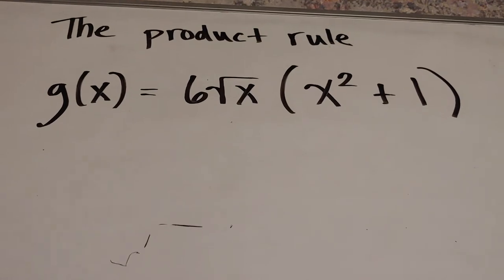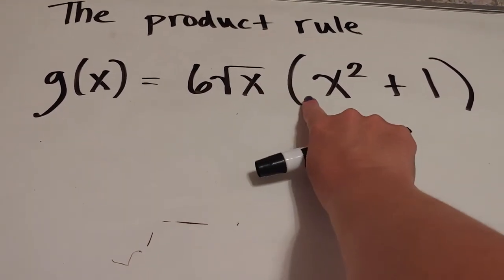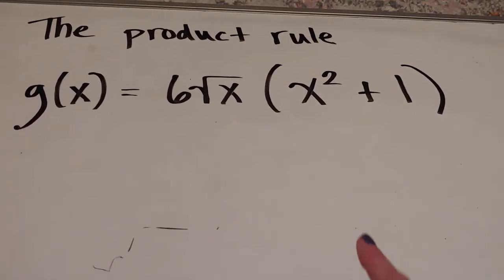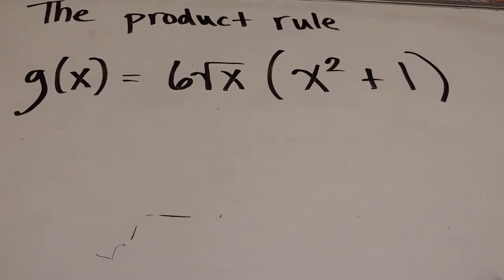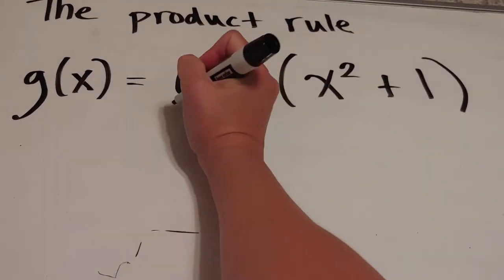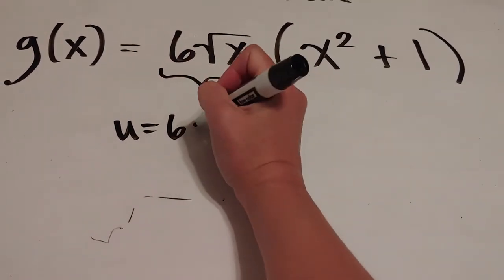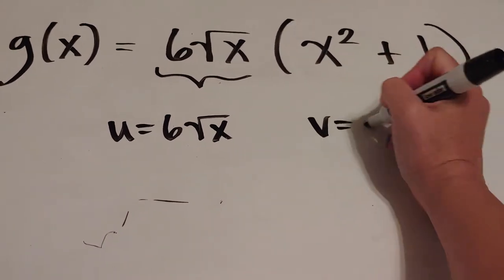In this second example, we're going to do g of x equals 6 square root of x times parentheses x squared plus 1. Now, it turns out that you could avoid the product rule by just FOILing it out, but sometimes students want to know, can I just use the product rule? Sure. We're going to name u the 6 square root x. We're going to name v x squared plus 1.